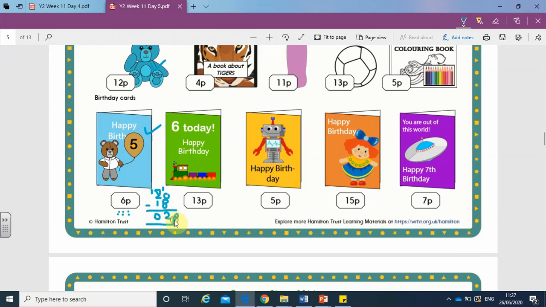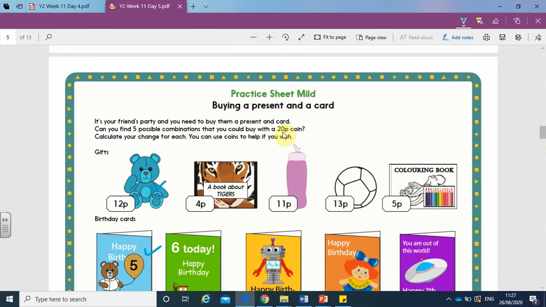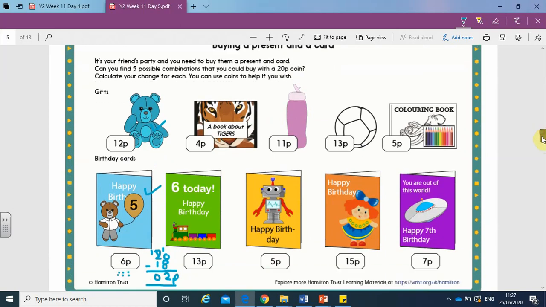So I've done one for you. Think of 5 other strategies that you could do, where you can pay with up to 20p and you're going to calculate the change.